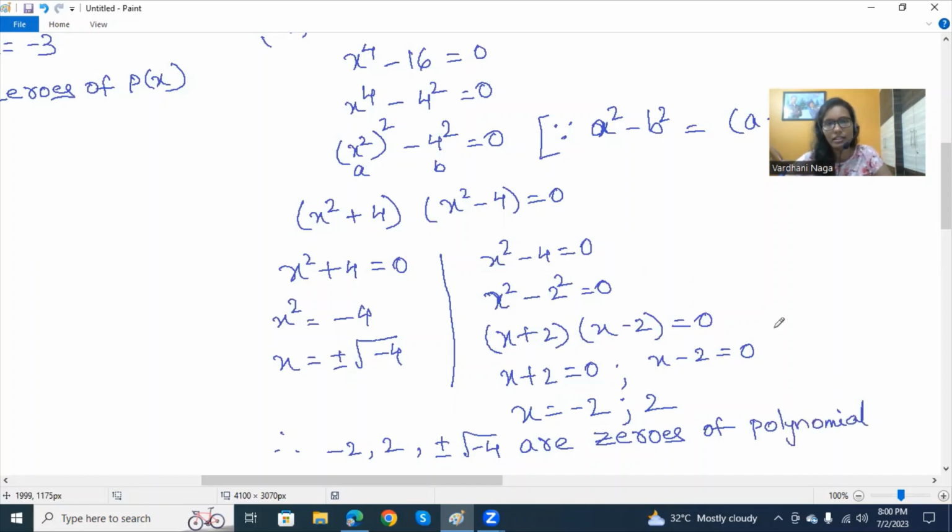If you have seen the given polynomial, it's not a quadratic polynomial, it has power 4. So at most you will get 4 zeros for this polynomial. That's the reason we got minus 2, plus 2, and plus square root of minus 4 and minus square root of minus 4. So these are the 4 zeros of the polynomial. It's not a quadratic polynomial, children.